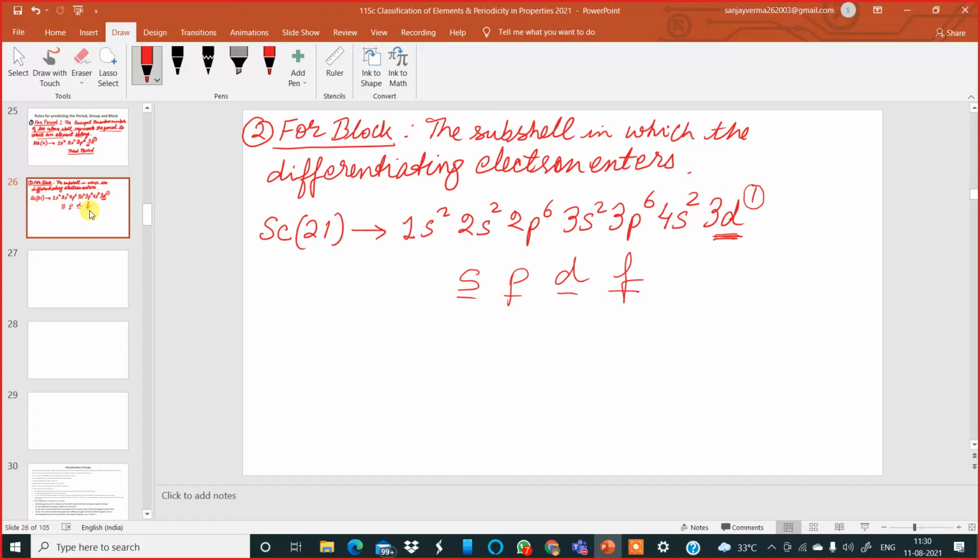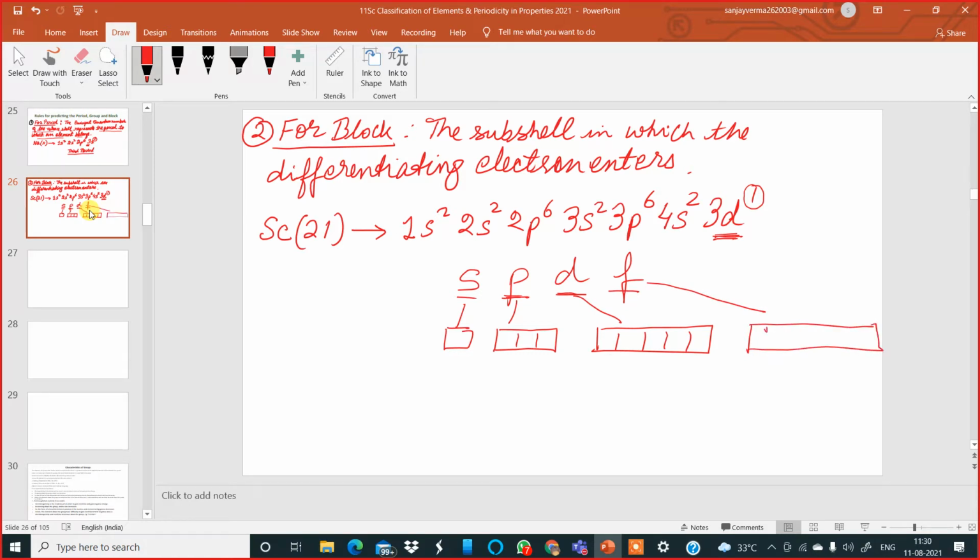In the S subshell, there is only one orbital, S. This is a P subshell. In the P subshell, there are three orbitals. This is the D subshell. In the D subshell, there are five orbitals: 1, 2, 3, 4, and 5. Are you getting it now? This is the F subshell. In F, there are seven orbitals: 1, 2, 3, 4, 5, 6, and 7. So these are the orbitals, and I'm talking about the subshells: S subshell, P subshell, D subshell, F subshell.